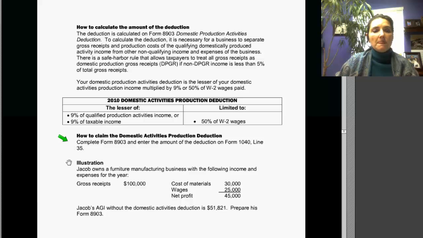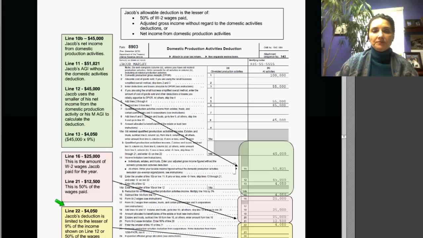And here's an illustration. Jacob owns a furniture manufacturing business with the following income and expenses for the year. He had gross receipts of $100,000, his cost of materials is $30,000, he paid wages of $25,000, and had a net profit from his business of $45,000. Jacob also has other income, and his AGI without the domestic production activities deduction is $51,821. Go ahead and prepare his Form 8903.